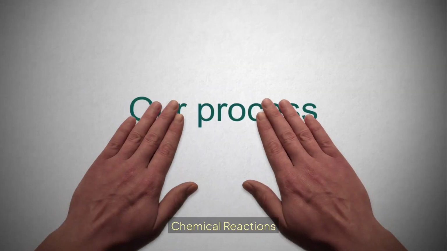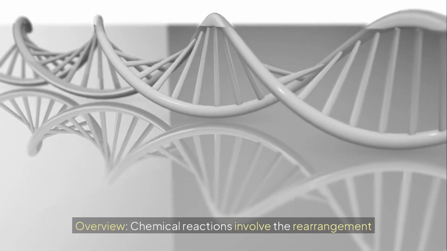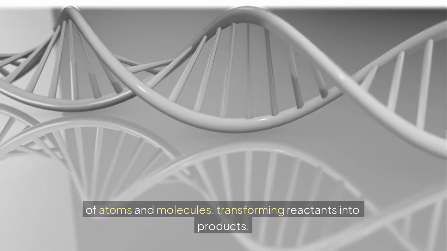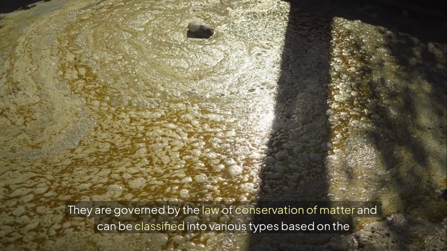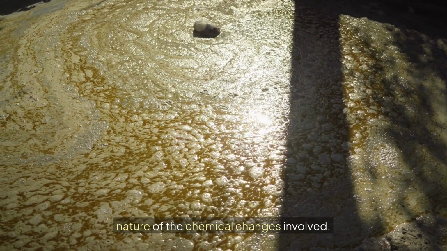Chemical reactions. Overview. Chemical reactions involve the rearrangement of atoms and molecules, transforming reactants into products. They are governed by the law of conservation of matter and can be classified into various types based on the nature of the chemical changes involved.